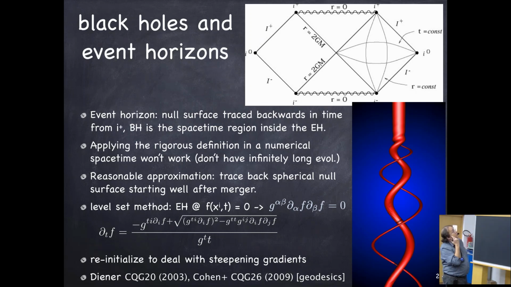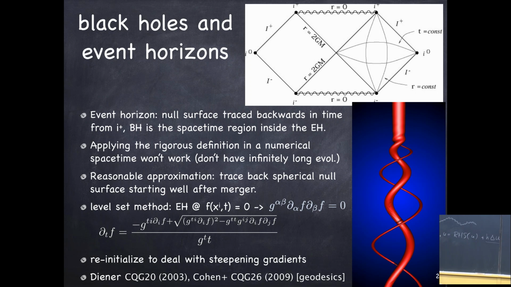So the first thing is, applying the rigorous definition in a numerical spacetime doesn't work, because the definition is basically go all the way to infinity and then take a light ray back. But we don't have infinite computational resources. You would have to evolve till infinity. So our evolution maybe ends here, but maybe late enough. And then we take late enough, and then we just follow light rays all the way back. That's the basic idea.